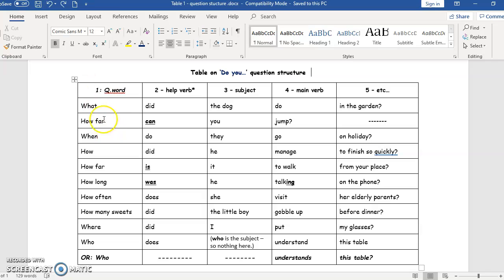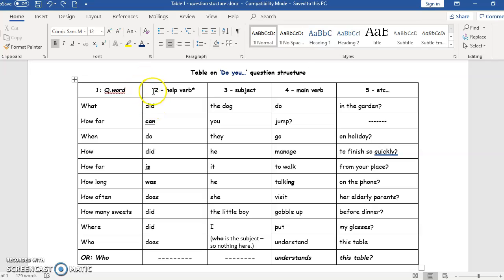Here, what, how far, when, how long, how often, how many sweets. The sweets goes with the how many. It's the same thing as how much money. Where or who. That's always number one in a question.